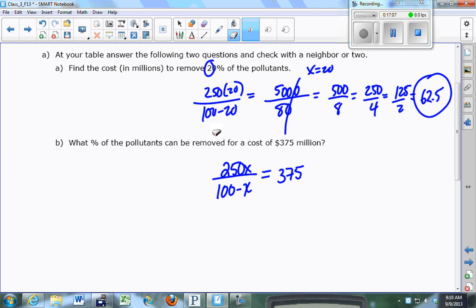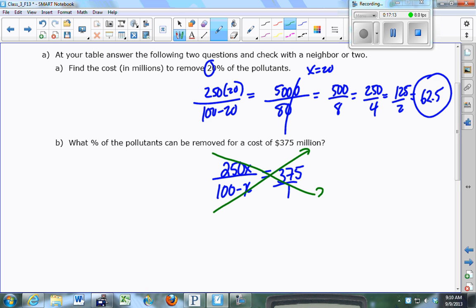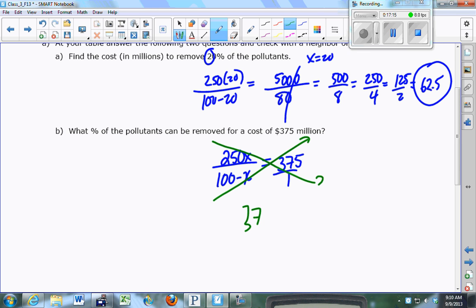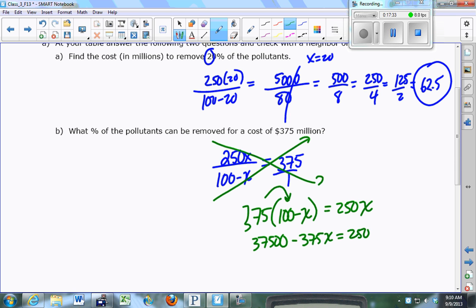This is a ratio or a proportion, excuse me. So you can do your cross products to solve this. You get 375 times 100 minus x equals 250x. And then it's just a linear equation to solve. 375 times 100 is 37500 minus 375x equals 250x.